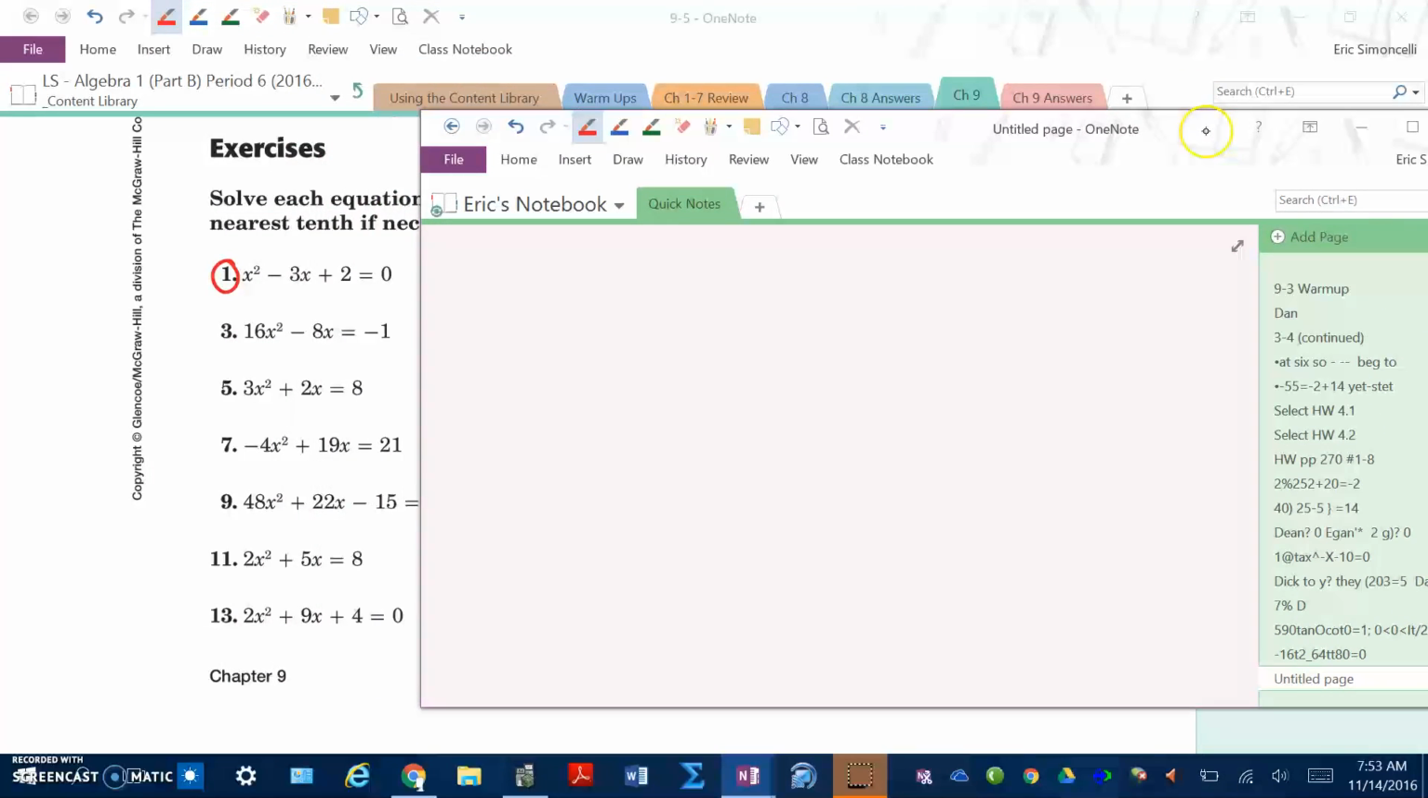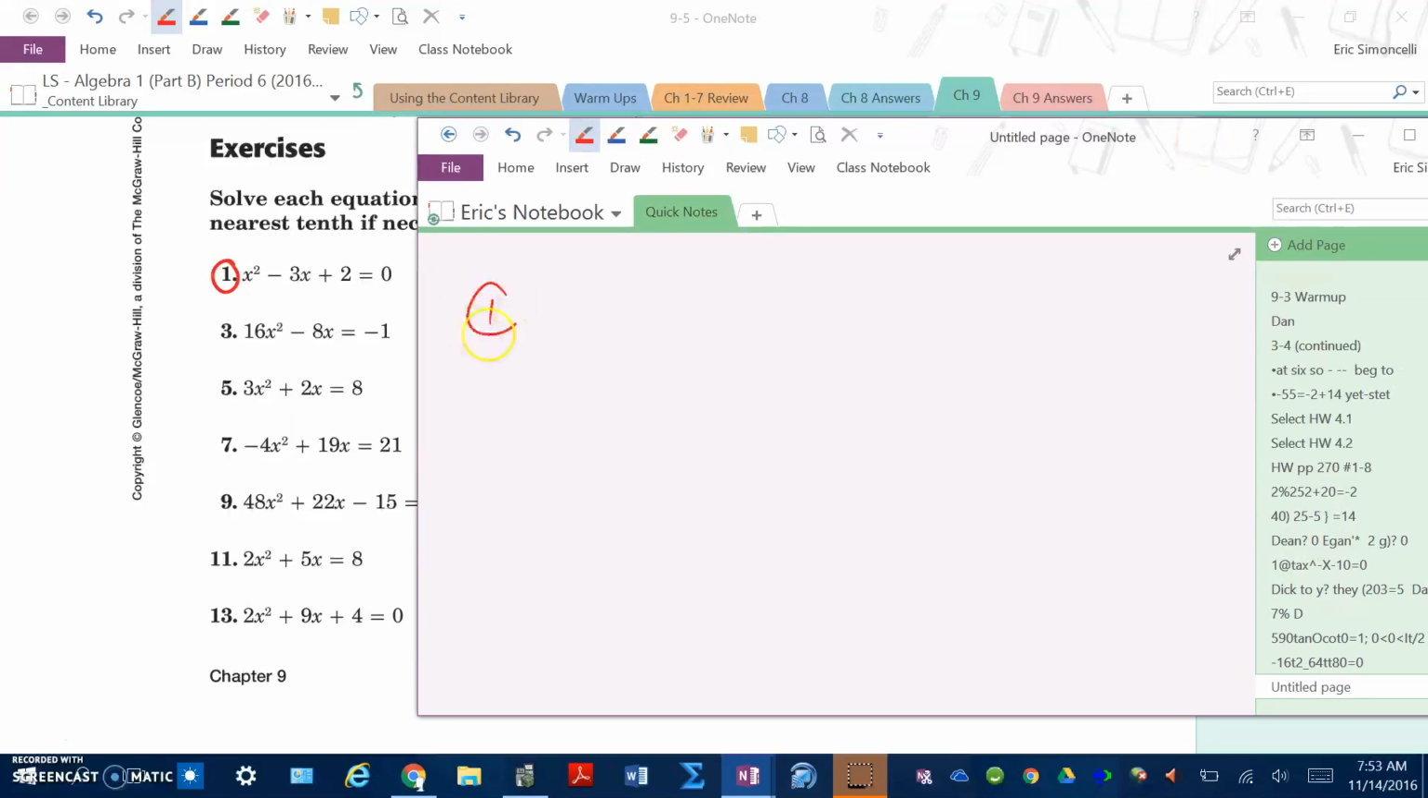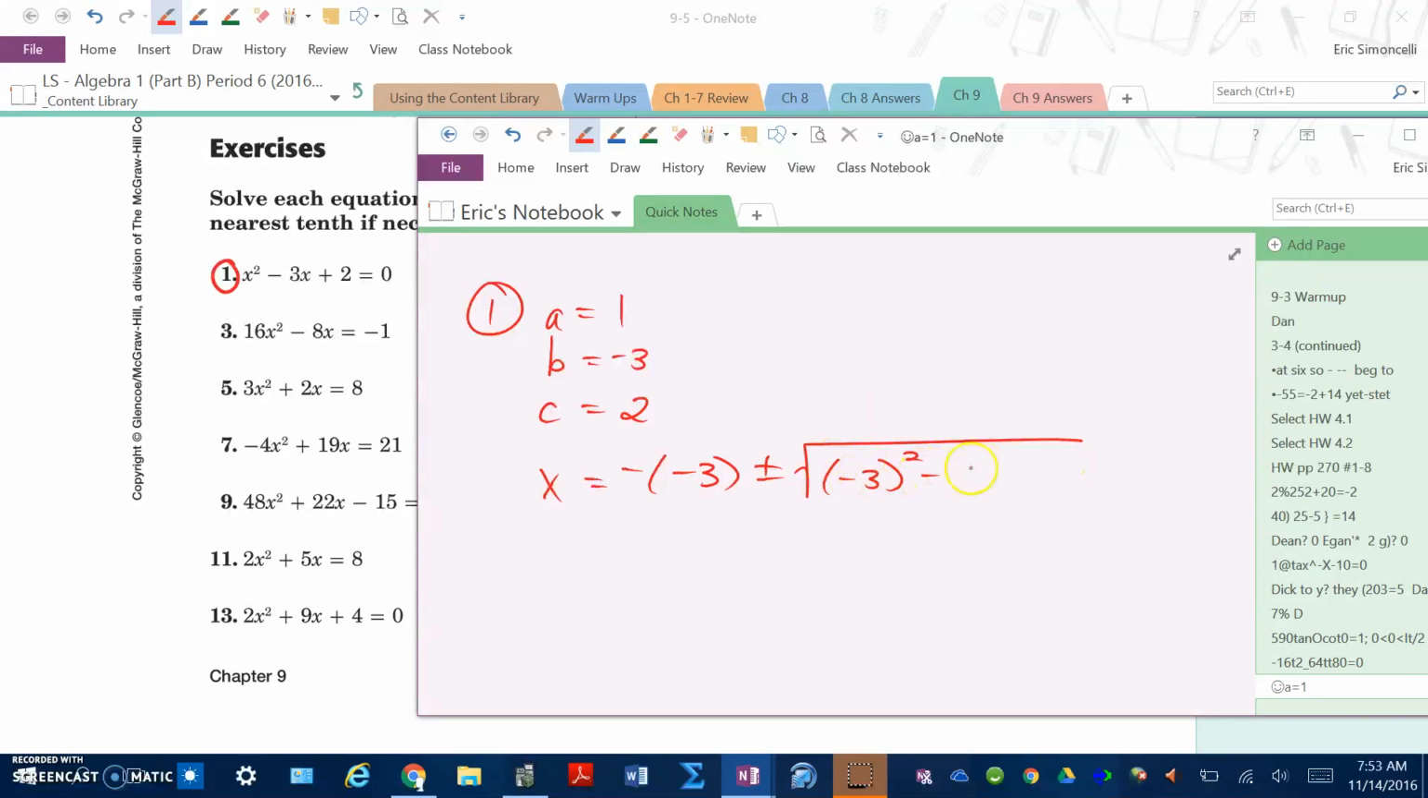Alright, so we'll go ahead and set this up. We'll go ahead and identify our a, our b, and our c. We see that a is 1, b is -3, and c is 2. So x, what we're solving for, equals negative b, so negative of -3, plus or minus the square root of b squared, so -3 quantity squared, minus 4 times a, which is 1, times c, which is 2, all over 2 times 1. This becomes a positive 3, plus or minus square root.